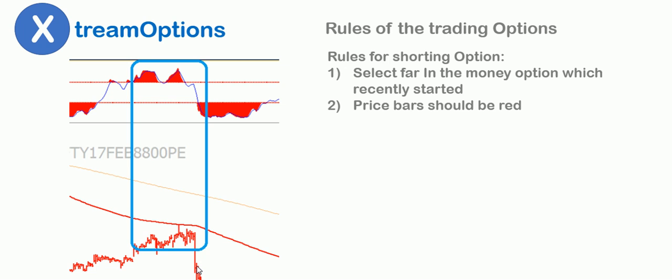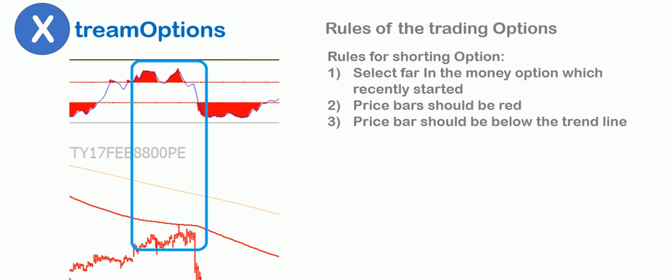Then we'll have a look at the price bars. We will wait until the price bars are red in color. So we'll trade only when the price is red in color. Second, the price bar should be below the trend line. So this is the trend line, and the bar should be below the trend line, and the color of the bar should be red in color, right?